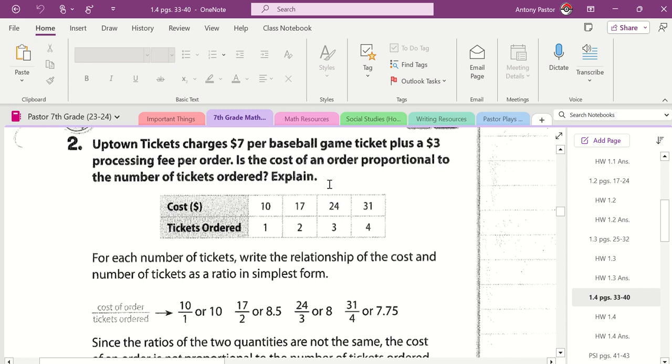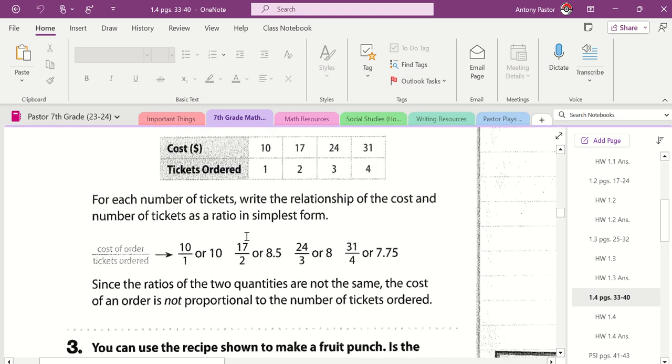So if you notice, these are not equivalent ratios. Therefore, 1 ticket would cost us $10. 2 tickets would cost us $8.50 per ticket because of the $3 surcharge. $24 for 3 tickets means it would be paying $8 per ticket. $31 for 4 tickets means we'd be paying $7.75 per ticket, which is what we did in our notes. Since the ratios of these 2 quantities are not the same, the cost of an order is not proportional to the number of tickets ordered.